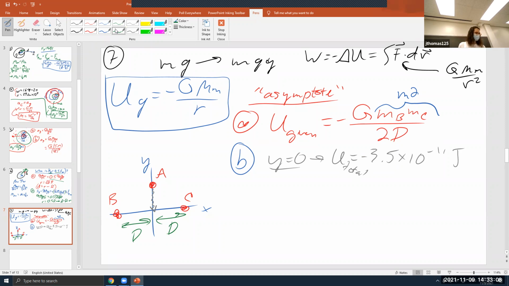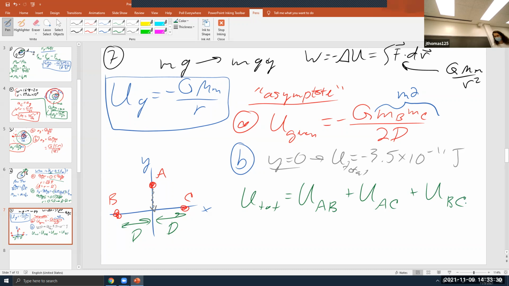And yeah, so in general, I have 3 particles. That means I have 3 potential pairs for the particles. That means that my total potential energy is the potential energy between A and B, plus the potential energy between A and C, plus the potential energy between B and C. Each pair gets its own potential energy. Each potential energy is calculated with this equation right here.